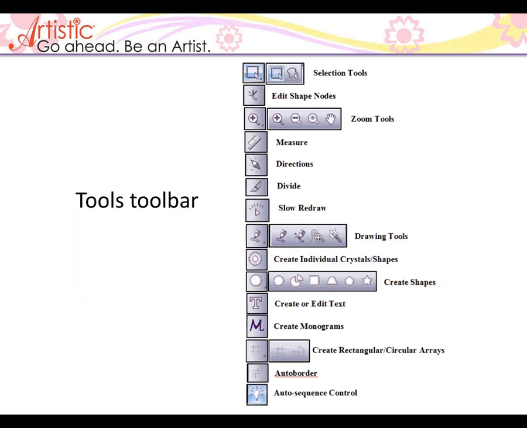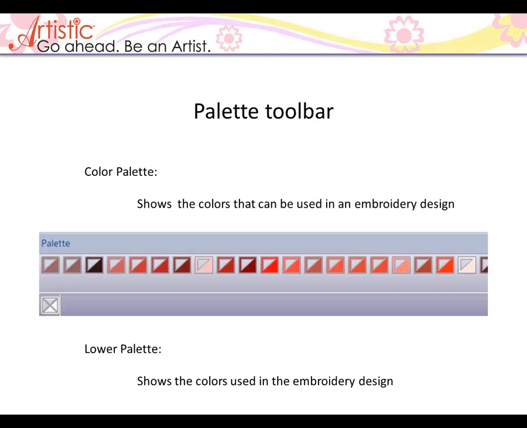Our tools toolbar is to the left side of the workspace, and this is where we're going to work with a lot of the things that we're trying to create. So you're going to find your selection tools. This is where we're going to go if we want to edit something that we have in there, our zoom tools, our measuring tool. We're going to be using a few of these for the project that I did for you today, so you'll see how these work. And then the palette toolbar.